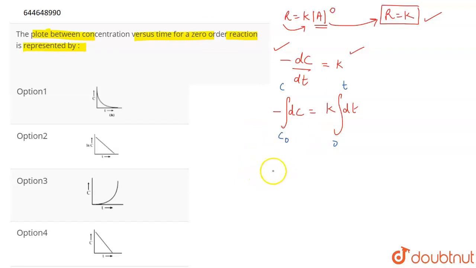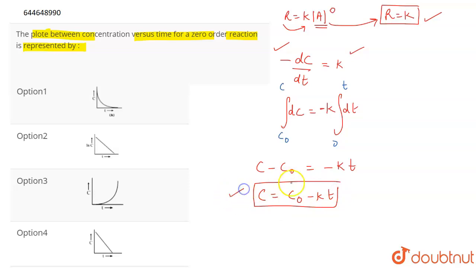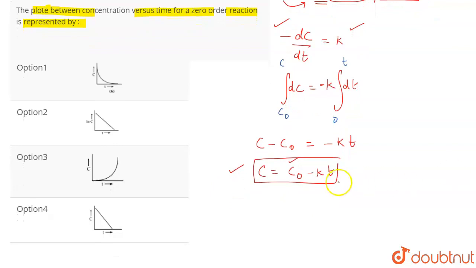So now if we shift this negative sign towards the right hand side, what will happen? This can be written as C minus C naught, upper limit minus lower limit, is equal to minus KT, right? The zero term will go away. So we will get C minus C naught is equal to minus KT. So C is equal to C naught minus KT, right? C is the concentration at time t, C naught is the initial concentration, K is the rate constant, T is the time.